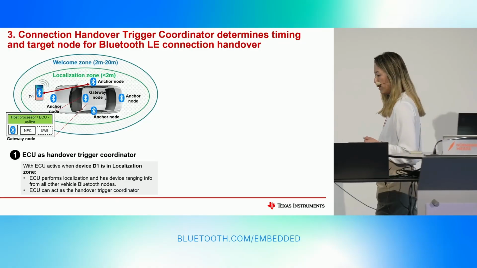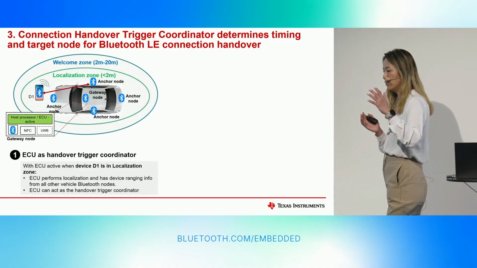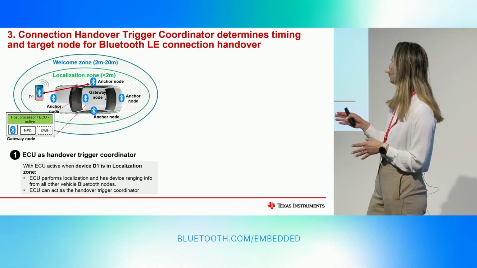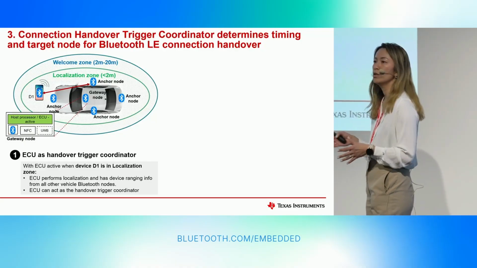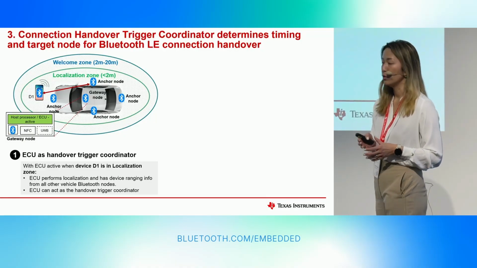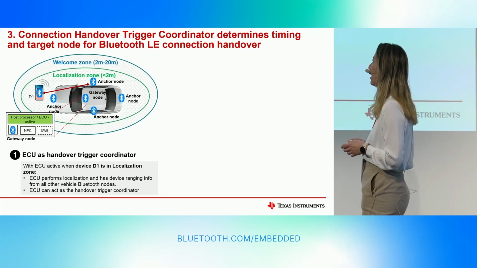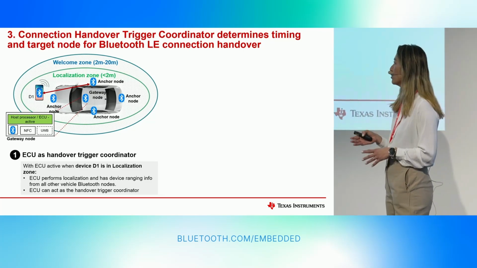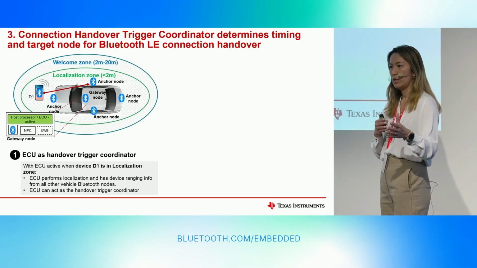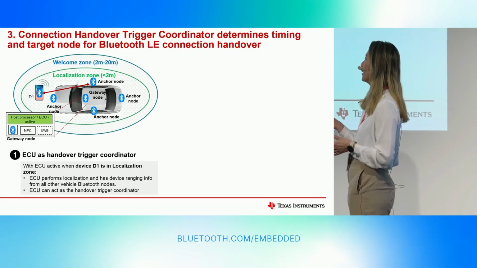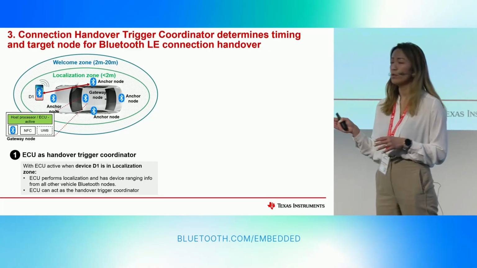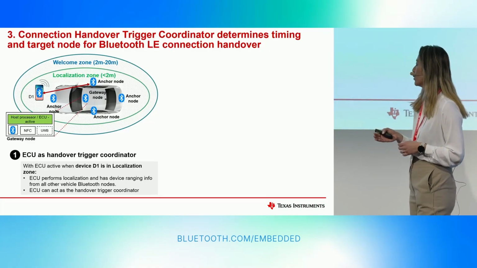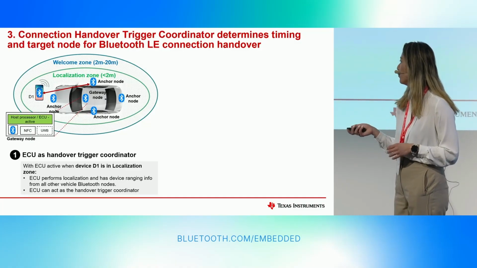Now we covered a little bit about how TI's offering covers this, and now we're going to cover a little bit on who decides when we're going to do the handover, right? So first off, in our previous definition, in the welcome zone, in the localization zone, the ECU is awake or not awake. So now we're going to talk a little bit about, first, if your phone is a key, your phone is in the localization zone. So then your ECU can perform the localization.